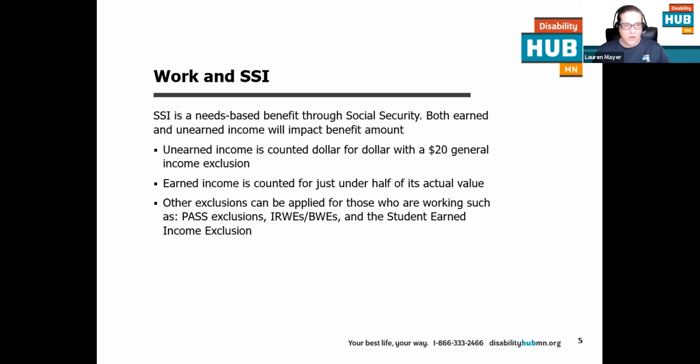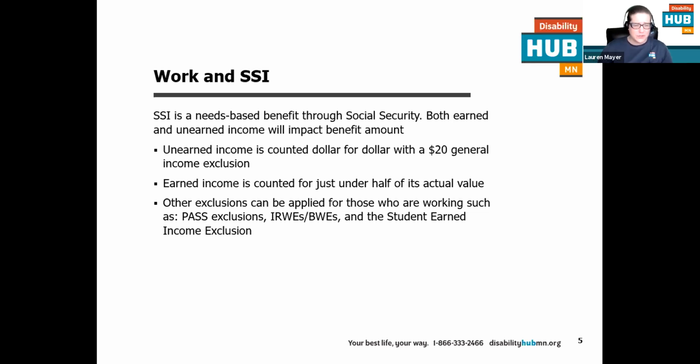But the nice thing about working on SSI is that earned income actually only counts for just under half of its actual value. So when they go to subtract the earned income from your SSI benefit max, it's only going to count for about half. For example, if you're working and earning $500 a month, Social Security is only going to consider you to be earning a little under $250. So they count income from work a lot less than they count unearned income. So it's a lot easier to keep a little bit of an SSI benefit going while you work.